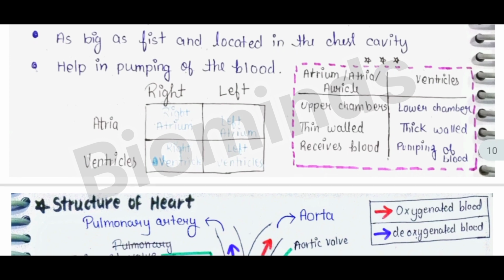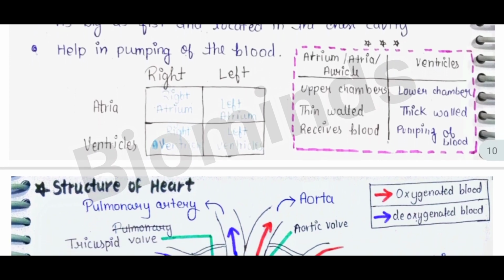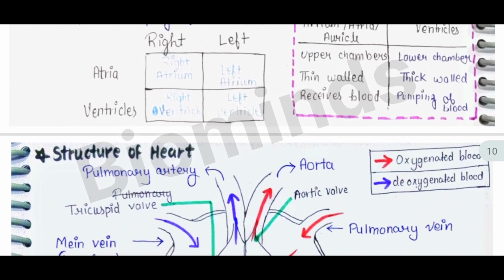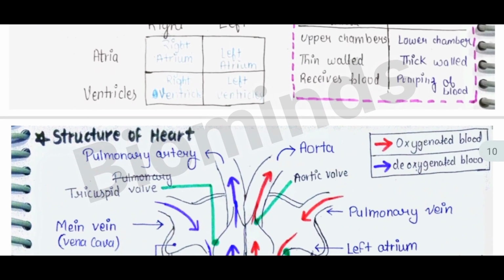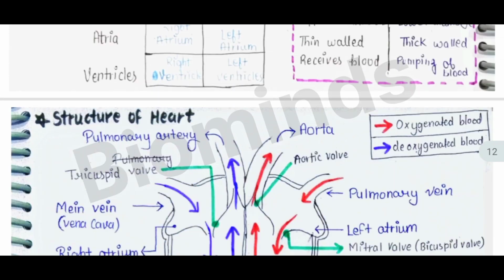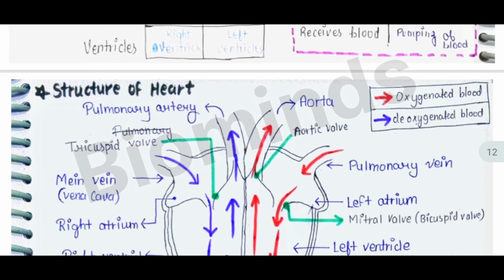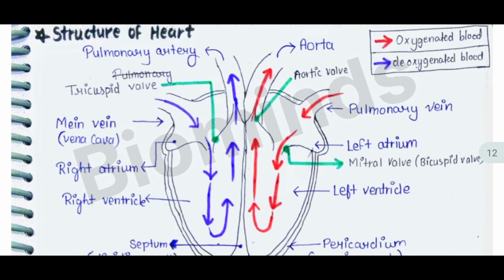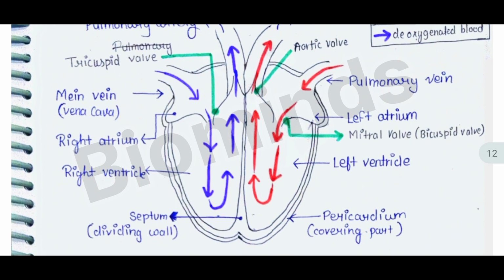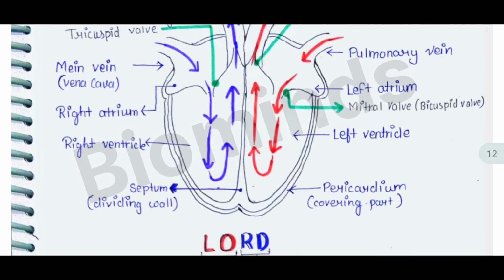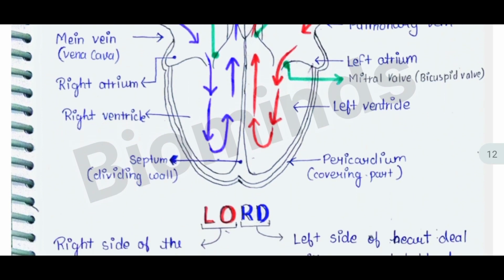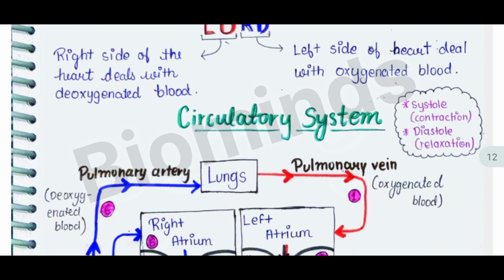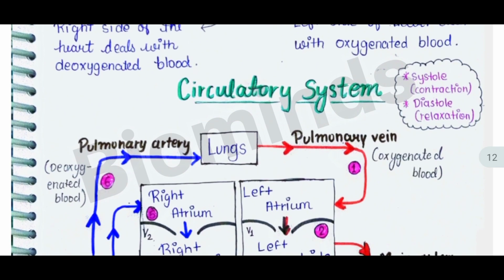The structure of the heart. It is a very important diagram for your exam purpose and also for competitive exams. The structure of the heart contains the aorta, left atrium, left ventricle, right atrium and right ventricle, and the left side of the heart deals with the oxygenated blood. Then the circulatory system, very important for your exam.